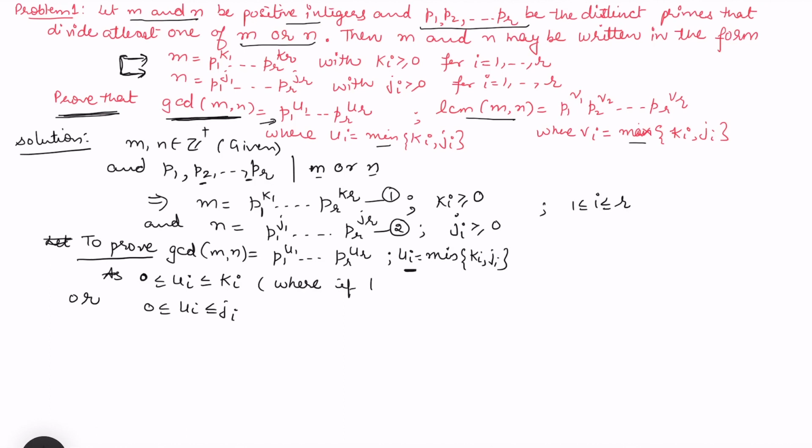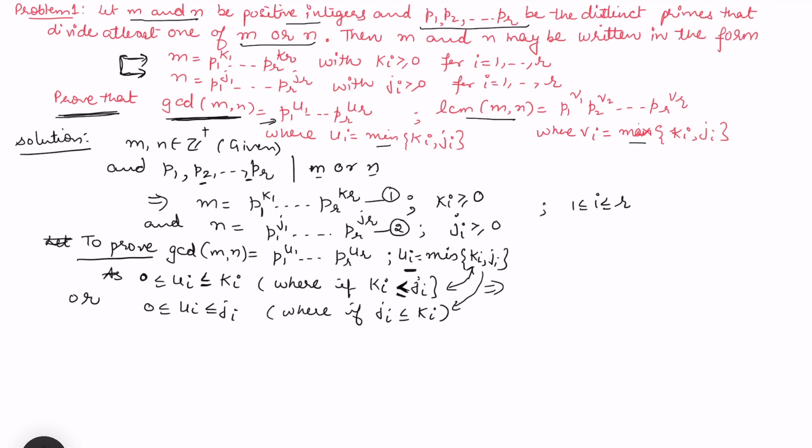Now in this case, if ki is less than ji, this means ui can be equal to ki. Suppose here my minimum value is ki. So this means ji is strictly greater than ki, or maybe even you can put equality, it doesn't matter. The equality means all these quantities ki, ji, ui will be equal. In this case, if ji is smaller than ki, so I am taking two possibilities: either ki is smaller or ji is smaller.